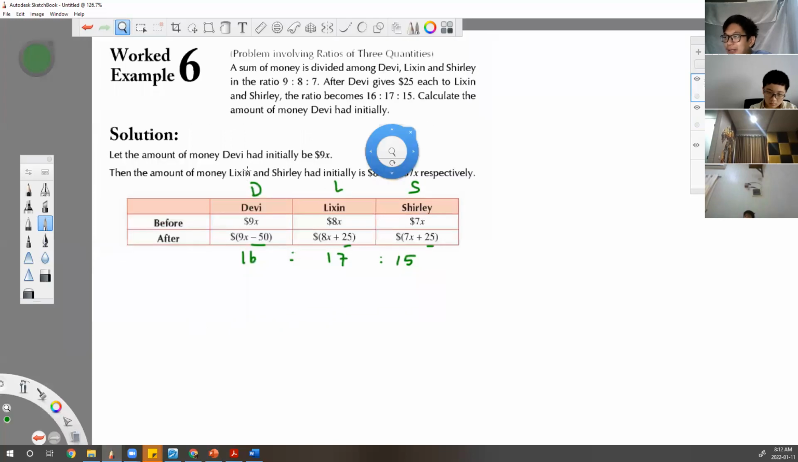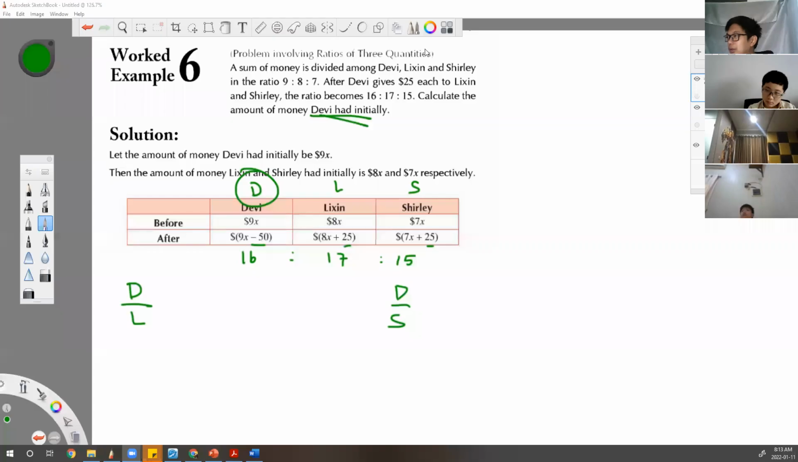Dia minta Devi ya. Ini berarti boleh compare Devi sama siapa? Sama siapa aja, Devi pokoknya penting. Lu mau pakai Lisin atau mau pakai Shirley juga boleh. Ya. Oke. Devi over Lisin boleh. Kita coba ya, Devi over Shirley. Oke. So you can use Devi Lisin or Devi Shirley. Kalau you mau pakai Lisin Shirley juga bisa sih sebenarnya. You can, but I don't recommend.